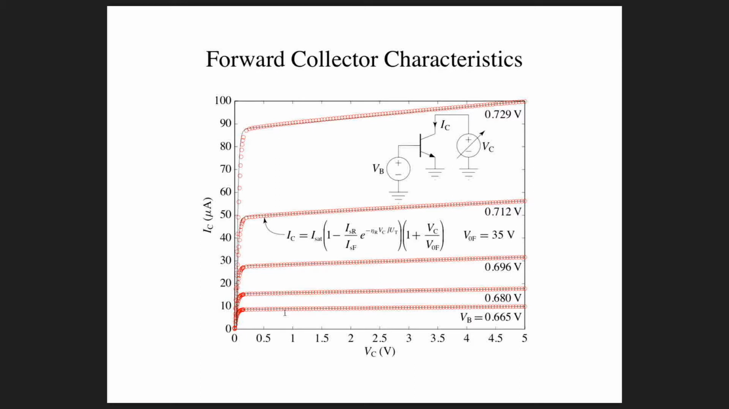So the question is, where is the forward active mode on this plot? Okay, so if you remember our definition of the forward active mode, the base collector junction has to be reverse biased, which means that the collector has to be greater than or equal to the base voltage. Well, the x-axis here is the collector voltage, and each of these curves is taken for a constant value of VB. And so let's take this bottom curve here. VB is 0.665. 0.665 might be around here somewhere.